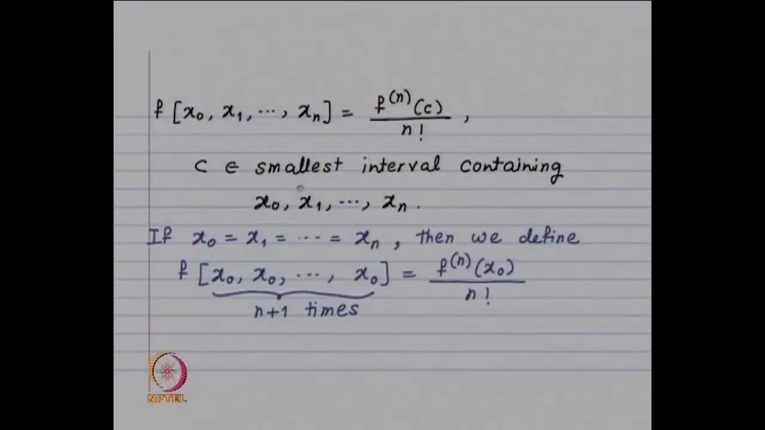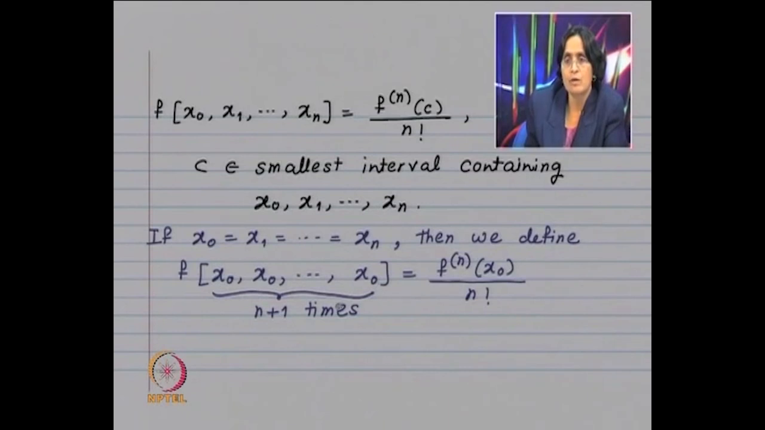If your x 0, x 1, x n all coincide, they are all equal, then our interval is a single point, and then it seems logical to define the divided difference based on x 0 repeated n plus 1 times to be f n of x 0 divided by n factorial. So, f of x 0, x 1, x n is equal to f n of c by n factorial, c belonging to the smallest interval containing x 0, x 1, x n. And hence, you define f of x 0, x 0, x 0 repeated n plus 1 times to be equal to f n of x 0 divided by n factorial.